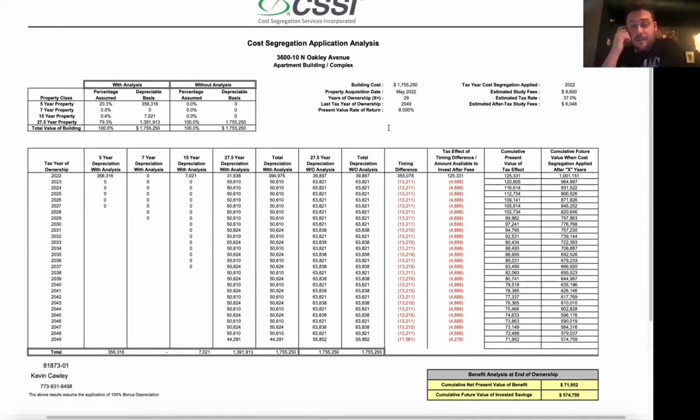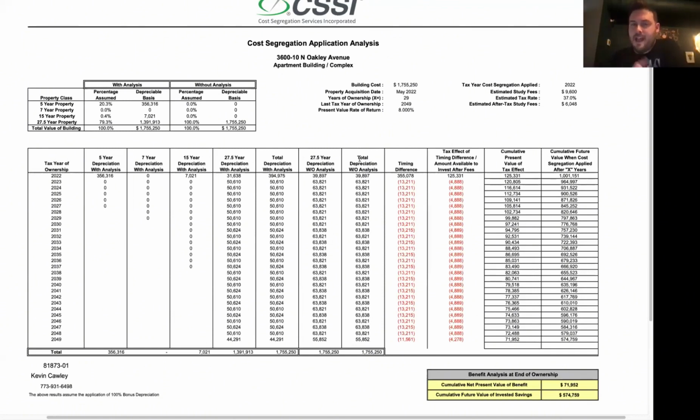So this is a real study I completed. Back to what I was showing you guys. Purchase price minus land, 1.755, right? Here's what the client was doing. It says total depreciation without analysis, straight line depreciation. Every 12-month calendar year, my client's depreciation expense was $63,821 over and over and over, right? So when I met him, he said, well, how does your service work? I worked up this analysis.